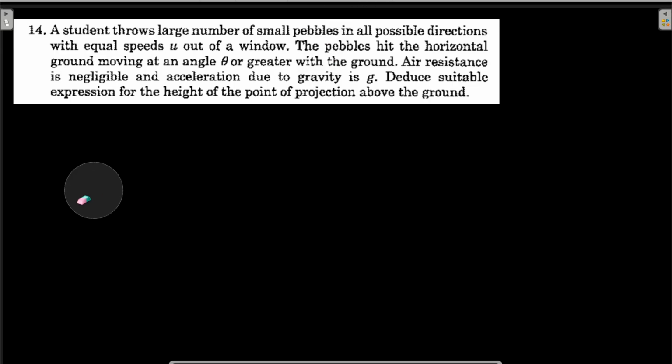Okay, so the other problem is this one. A student throws a large number of small pebbles in all possible directions with equal speeds u out of a window. The pebbles hit the horizontal ground moving at an angle theta or greater with the ground. This is something important. Air resistance is negligible and acceleration due to gravity is g. Deduce a suitable expression for the height of the point of projection above the ground.